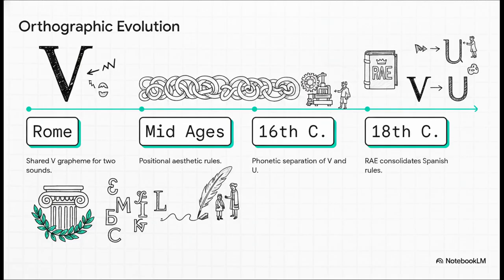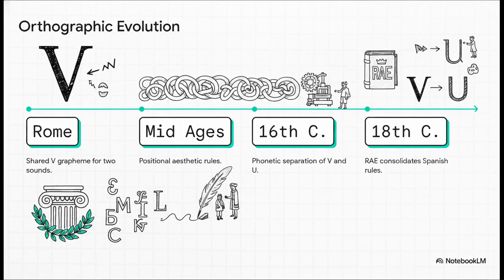We start with Rome sharing the V, slide into those weird positional rules of the Middle Ages, and finally hit the 16th century. This is when European humanists and printers finally step in and say, okay, enough is enough. They begin to formally separate the shapes based on sound, V for the consonant and U for the vocalic vowel sound. It was a massive leap forward for linguistic clarity.